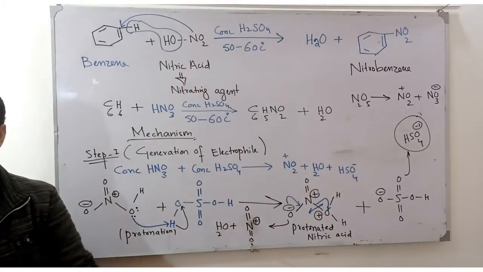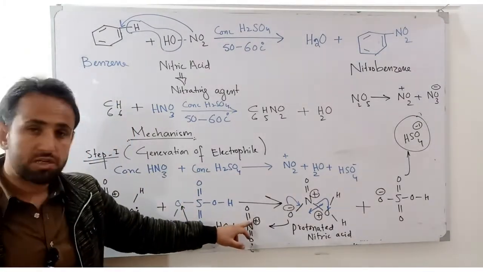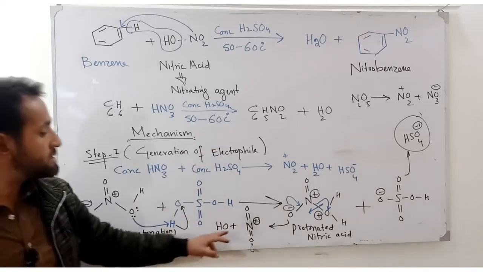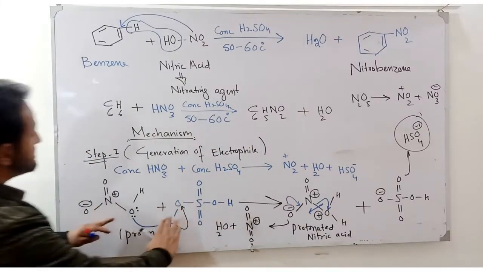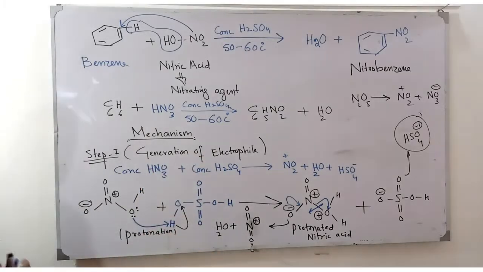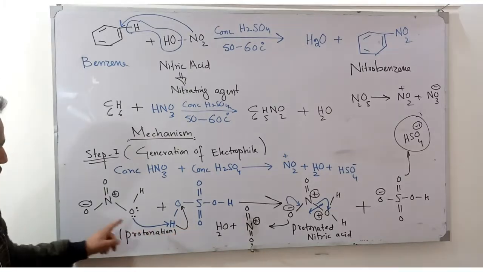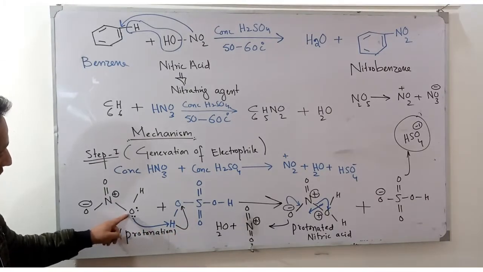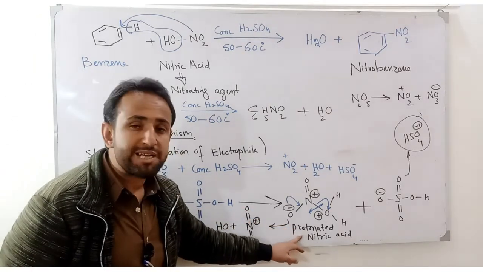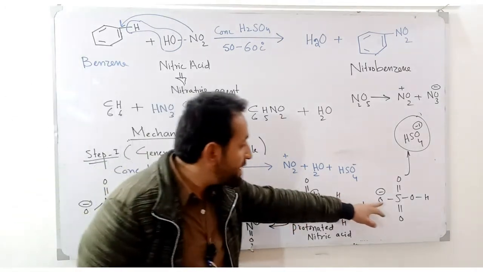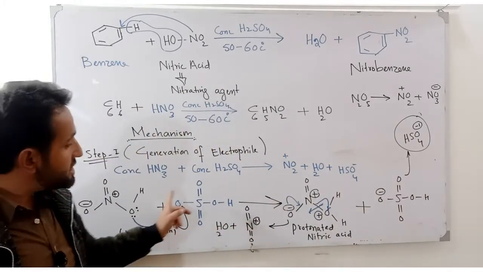Now in the second step, the double bond of the benzene will attack on this positive atom, which will be our step number 2. This is the first step, generation of the electrophile. First protonation will occur. When this oxygen atom of the nitric acid protonates, protonated nitric acid will be formed, and hydrogen sulfate ion will be formed. So this is a protonation step.